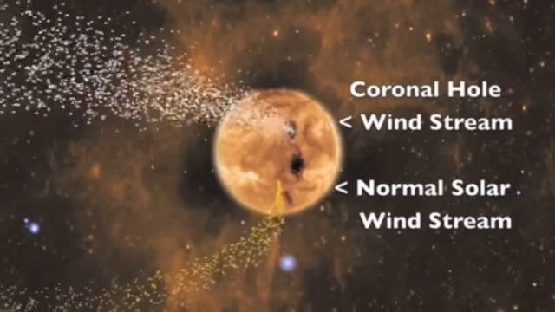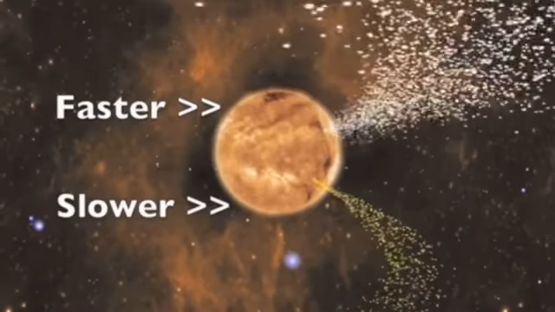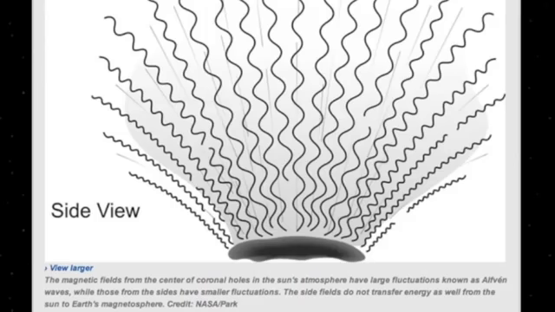The solar wind streams from coronal holes can be twice as fast as normal solar wind or more, as fast as many large CMEs. Coming out of the centers of coronal holes are alpha waves, which NASA believes transfers extra energy to the Earth compared to the surrounding areas.